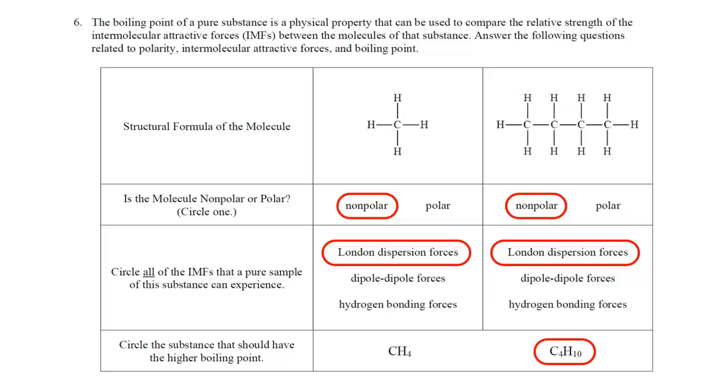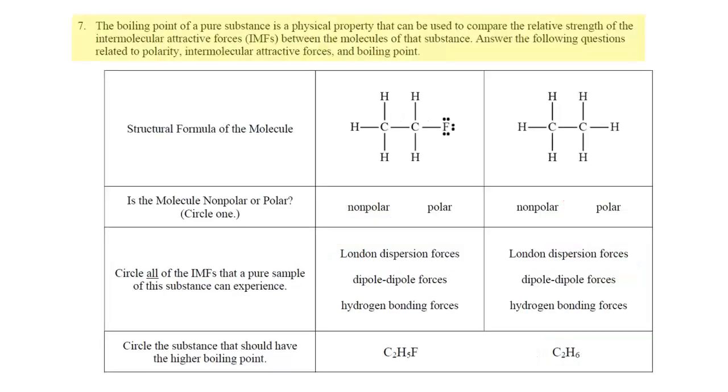Let's go ahead and move on to question 7, which is a similar pattern of questions. We're going to take a look at the structural formula, decide if they're polar or nonpolar, and then talk about the intermolecular forces, and then choose which substance should have the higher boiling point. So here are the two structural formulas. The one on the left does not have that lovely perfect symmetry, but the one on the right does.